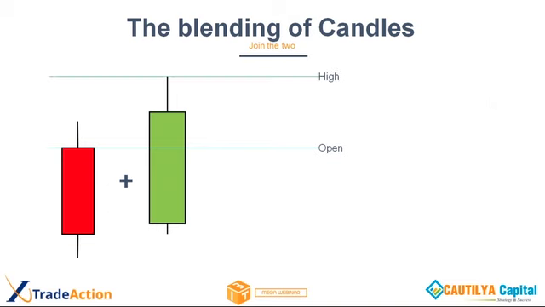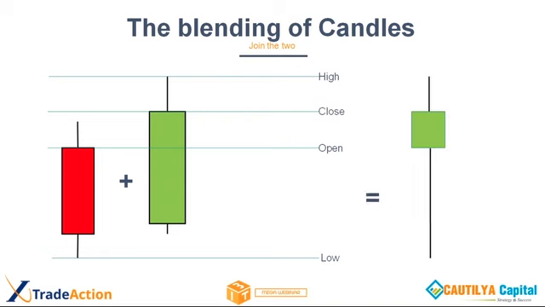So what we did, we took that open, we took the highest high of the two candles, we took the lowest low of the two candles, and we also took the close of the last candle. Since there are only two candles here, we have to take the close of the second candle. And now let me put the block. What would be the output? So how to draw the combined candle?